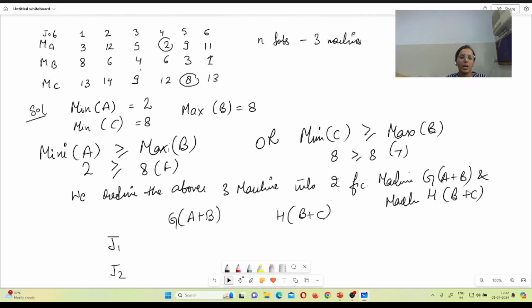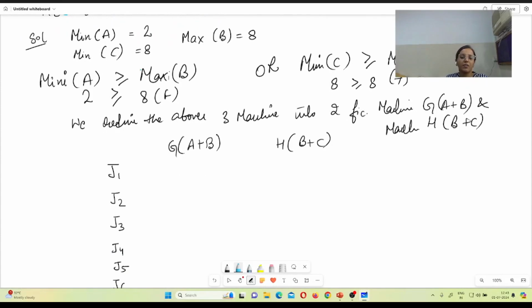Just check it for machine A. For G we have decided to add A plus B, and for H we add B and C. I'm changing the color so that you can analyze where I am right now. So for G, A and B are 3 and 8. Summing the values of 3 and 8, we definitely get 11. The same applies for job 2, that is 12 and 6, and so on, like 5 and 4, 2 and 6, 9 and 3, and 11 and 1. So adding all these values, we get the values for G.